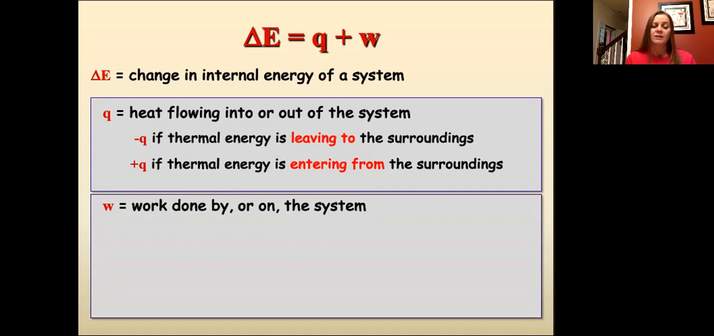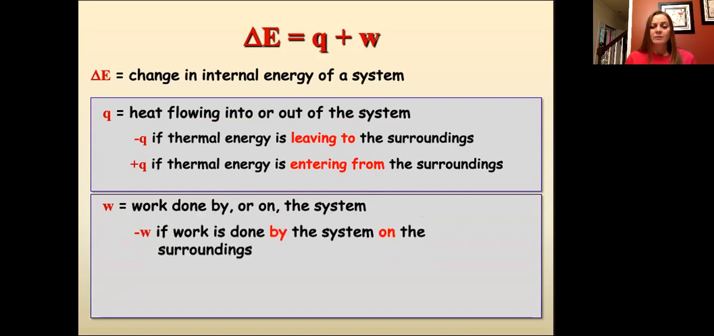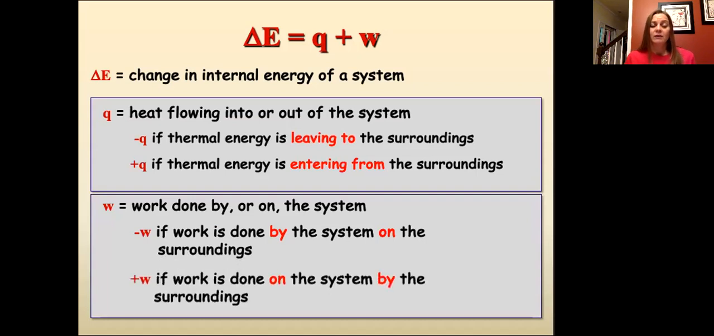The other way that a change in internal energy of a system can be expressed is by the work that is being done by the system or the work that is being done on the system. And so if work is being done by the system on the surroundings, again, we're going to have a negative symbol in front of the W piece of this equation. And if work is being done on the system by the surroundings, then we would have a positive value.